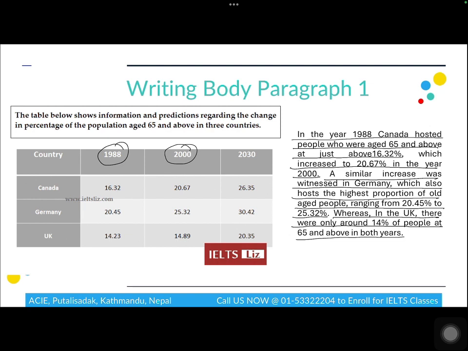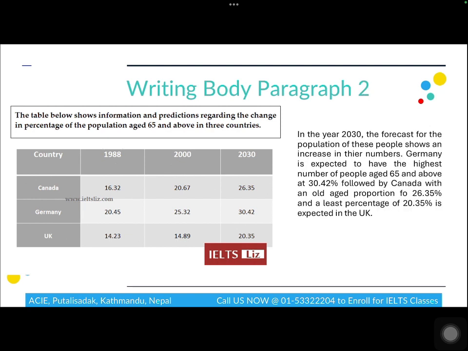So that is how I've mentioned information in paragraph 1. In paragraph 2, now I'm just going to talk about the year 2030. In the year 2030, the forecast for the population of these people shows an increase in their numbers.